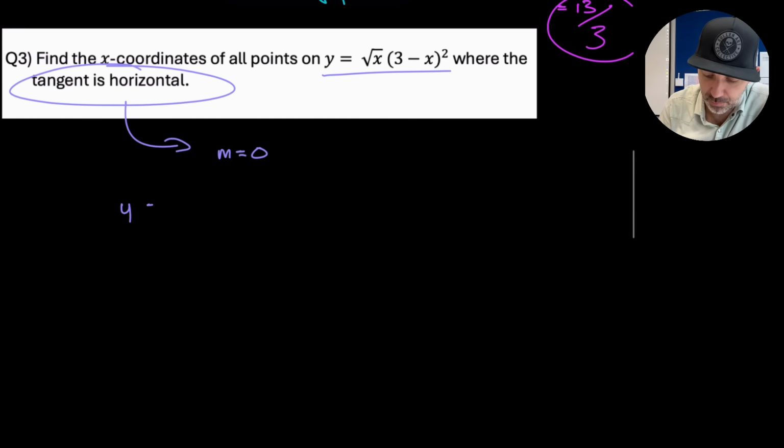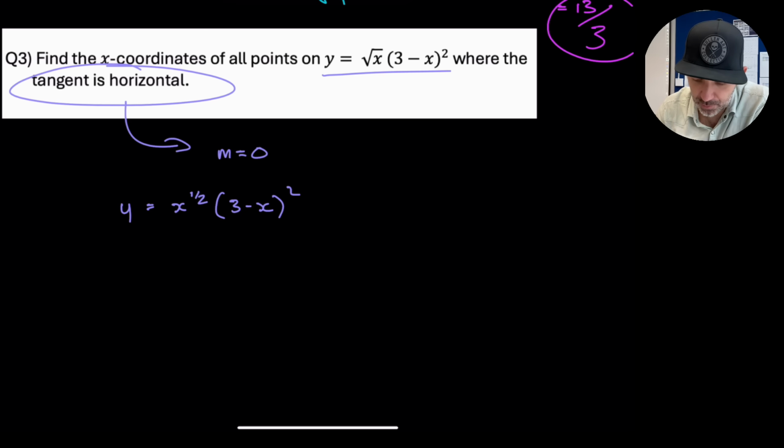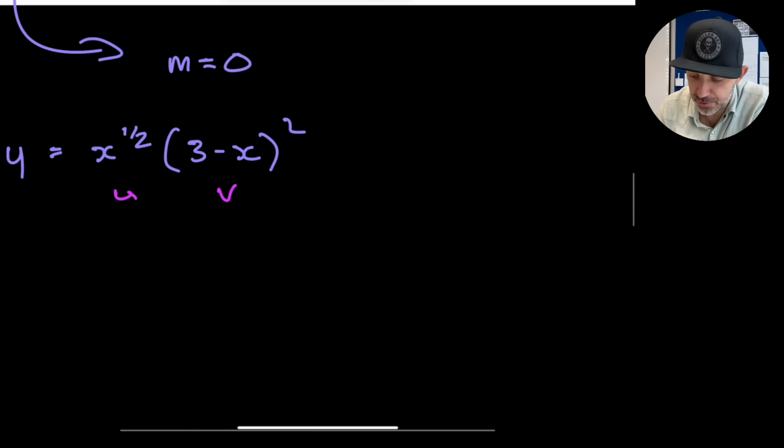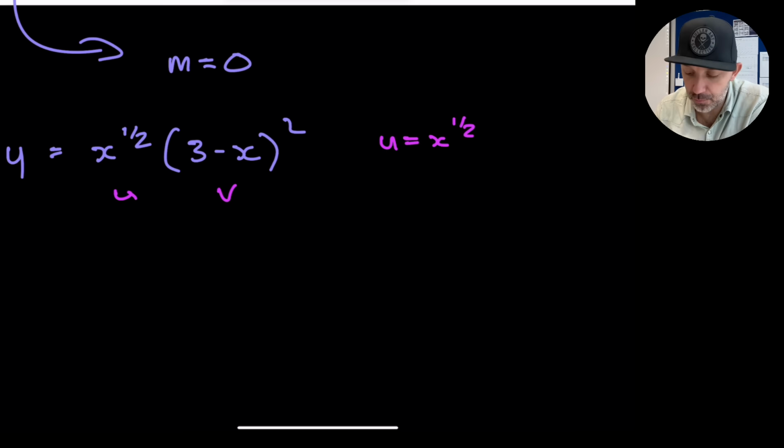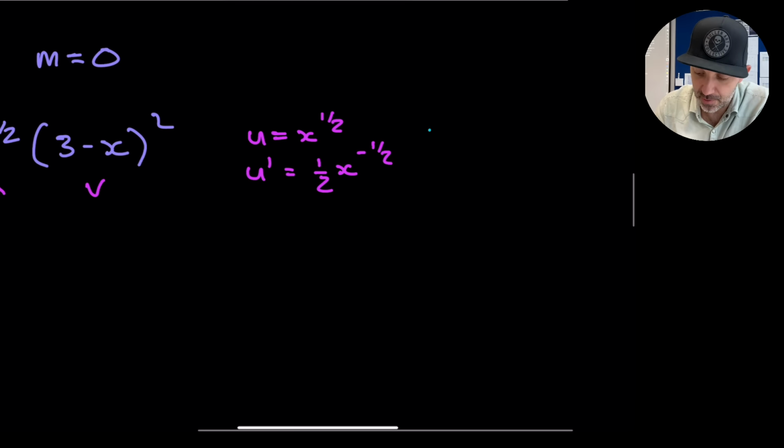So we have y is equal to root x. Now I'm going to change the square root to a power of a half, which is your indices rules that you should know about. And then we have 3 minus x squared. So just like questions 1 and 2, we're going to call this u and this v. So we can go ahead and differentiate these independently. So u equals x to the half. Therefore, the derivative of u, so u prime, is times by the power, take 1 off the power. Okay, and now we'll go ahead and do the same for v.